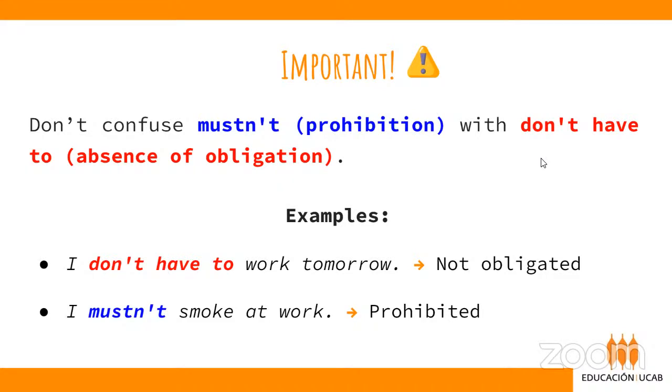Okay, well, remember, guys, that this is really important. Don't confuse the mustn't, prohibition, with don't have to, which is the absence of an obligation. We can see some examples of this. So we have, I don't have to work tomorrow. You are not obligated. And I mustn't smoke at work. Like it's prohibited. So remember that, guys.